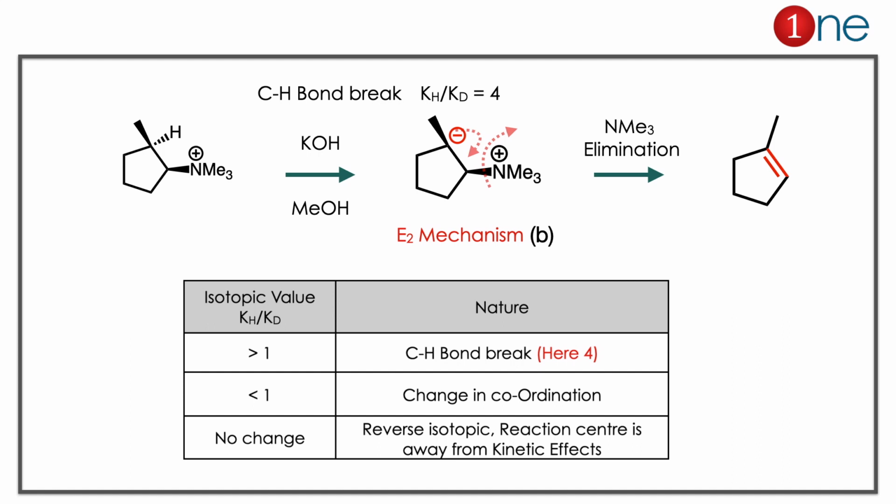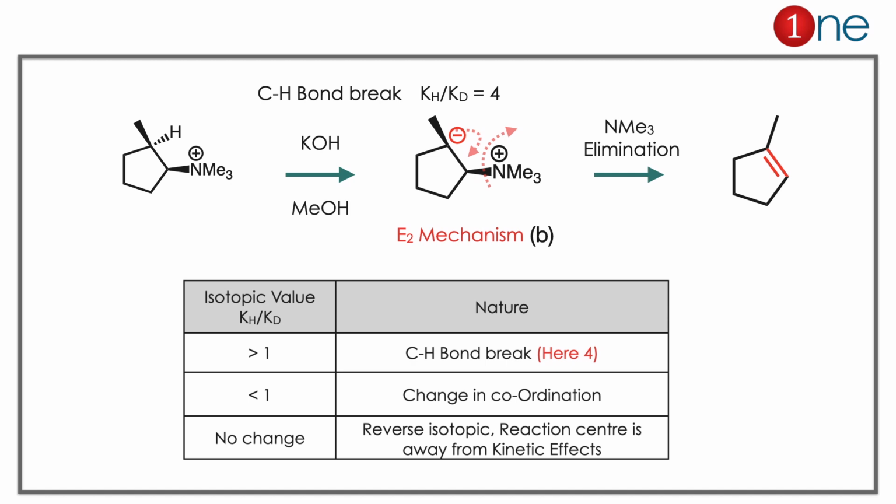The compound you are using is a quaternary amine, and you have KOH, and they gave the data kH by kD, which is an isotope effect value of 4. An isotope effect of 4 means C-H bond breaking happens there. So the mechanism involves C-H bond breaking. The base abstracts the proton, the anion moves, and you have NMe3 elimination, which is the E2 mechanism. So the answer is clearly B, the E2 mechanism. Because in the E2 mechanism the bond is broken, the kH by kD value is higher.